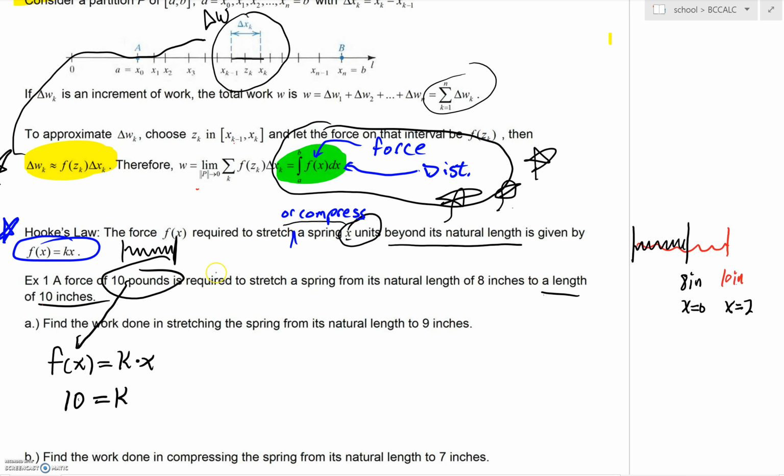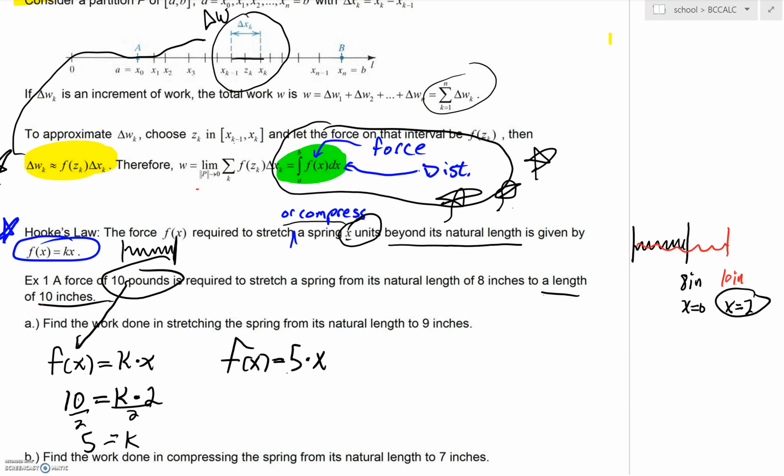And we're moving that 2 units beyond its natural length. So when I divide by 2, I'm going to get k is equal to 5. Very importantly, that means f of x is equal to 5 times x. We're not done with this problem, but now we have a force equation for a spring. If we wanted to move 3 inches beyond its natural length, 4 inches, whatever that is, simply plug that in for x, and then you can calculate how many pounds of force are needed to do that.